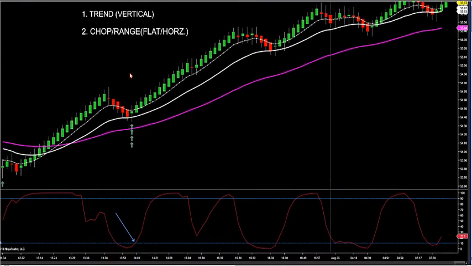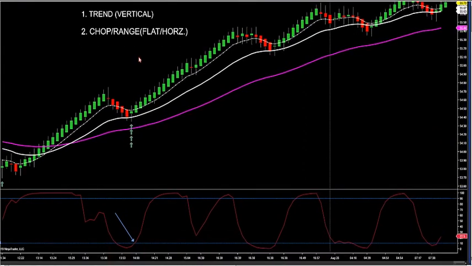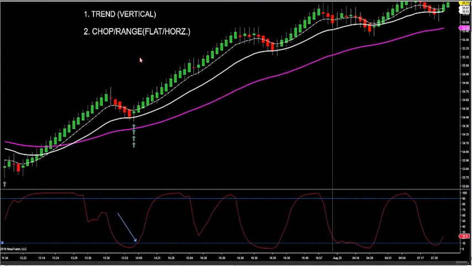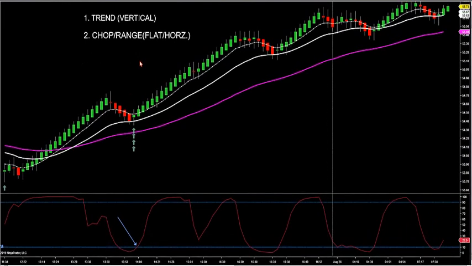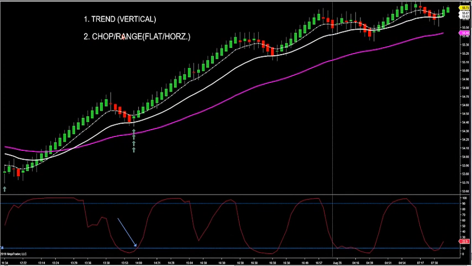All right, let's look at crude. We're ready for crude oil. So we know that the market can do only two things, and this is any market, any given time. All futures, all stocks, all currency, all Forex, ETFs, options, it really doesn't matter. The market can only do two things. Either we're trending, we're going vertical, or we're chopping in range, we're flat.